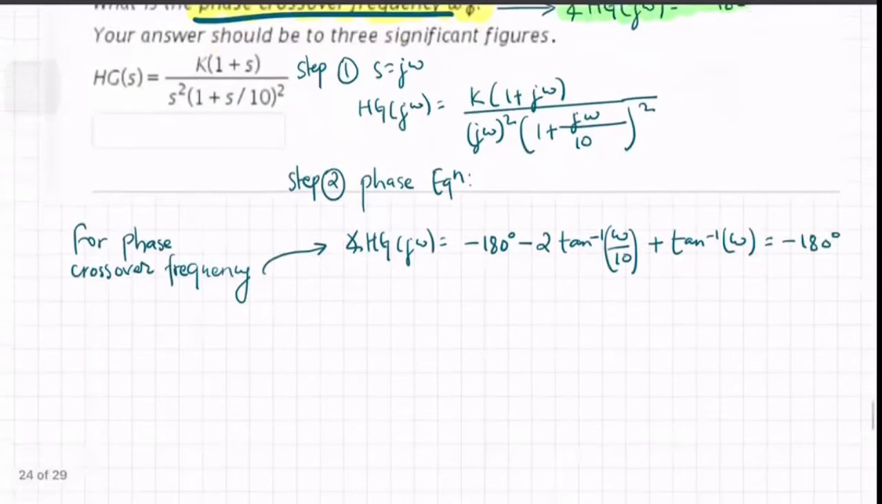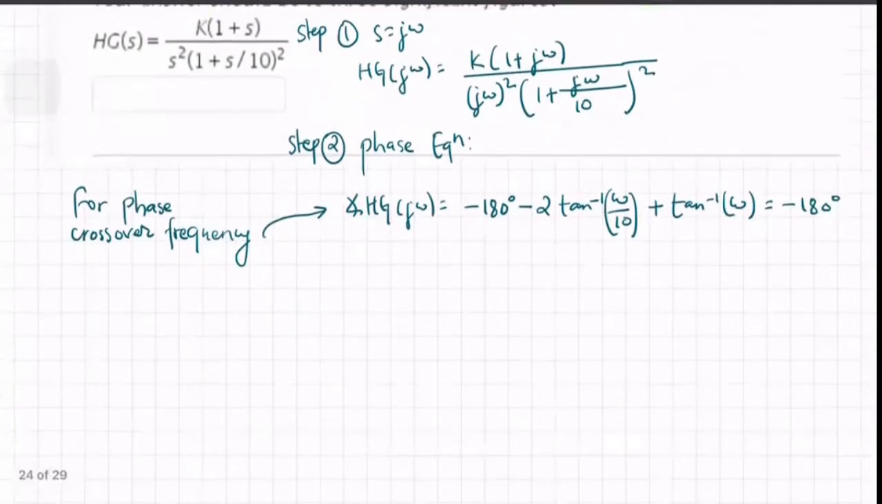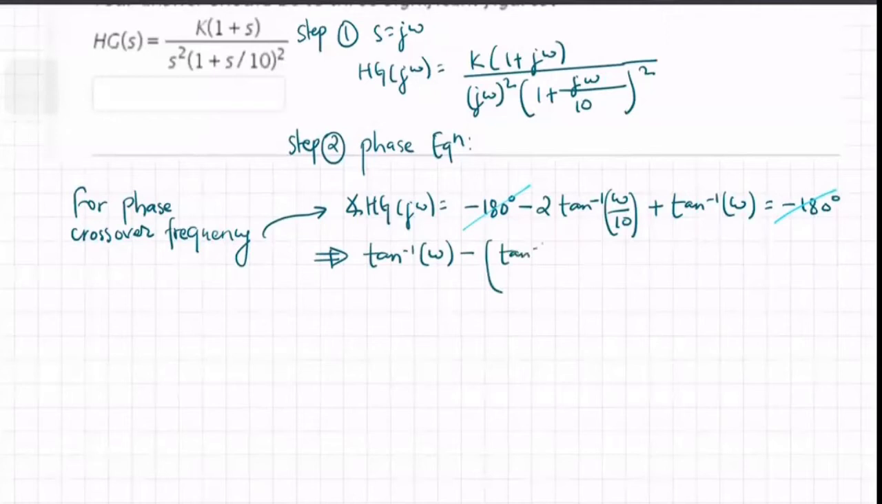This is what we do. In the next step, we can cancel the 180s because they are the same. So now we're left with this expression: tan inverse of omega minus tan inverse of omega over 10 minus tan inverse of omega over 10 equals 0.